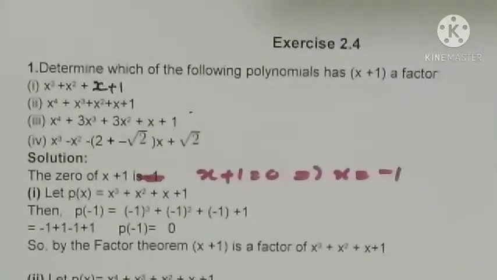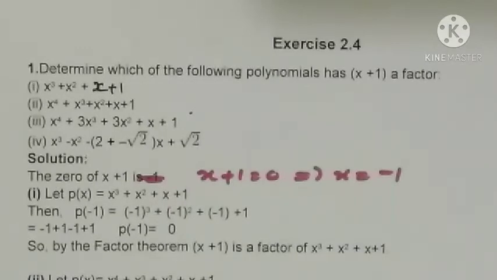So we are writing P of x equal to x cube plus x square plus x plus 1. Now x is replaced by minus 1. So P of minus 1 equal to minus 1 cube plus minus 1 square plus minus 1 plus 1. Now what is P of minus 1? Minus 1 cube is minus 1 only. Minus 1 square is plus 1. So minus 1 plus 1 will get cancelled. Again minus 1 plus 1 is coming. So what is the answer?